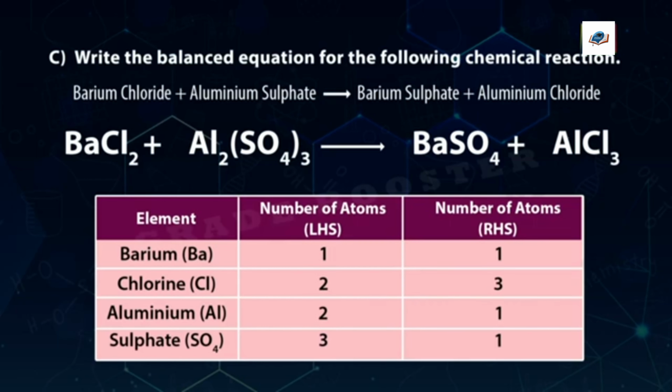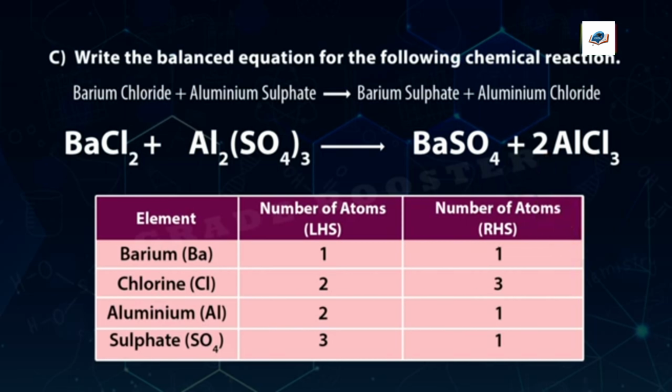Let's start balancing with the compound that contains the most atoms, that is aluminum sulfate. Here there are 2 aluminum atoms on the reactant side in Al2(SO4)3. We need 2 aluminum atoms on the product side, so we write 2 in front of AlCl3. Now aluminum is balanced on both the sides.